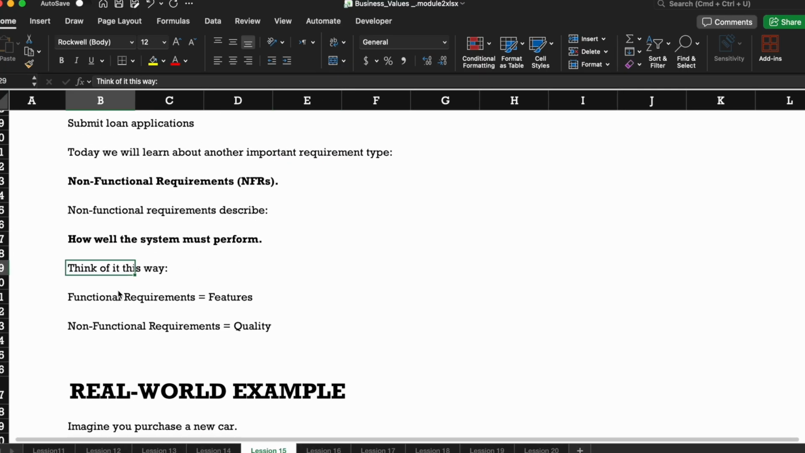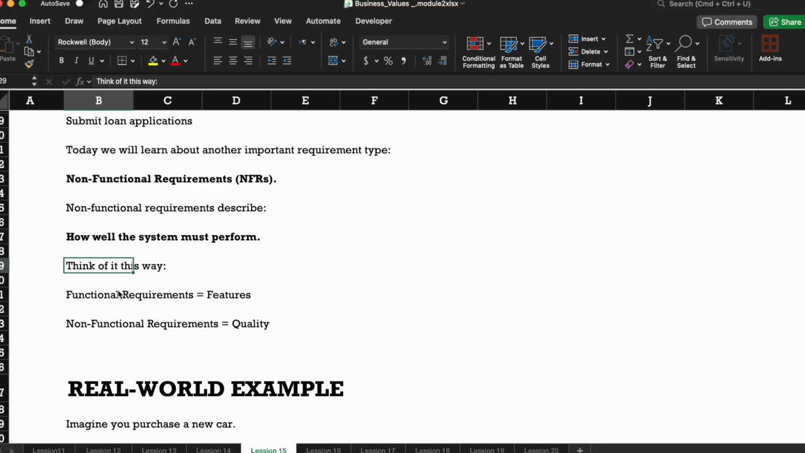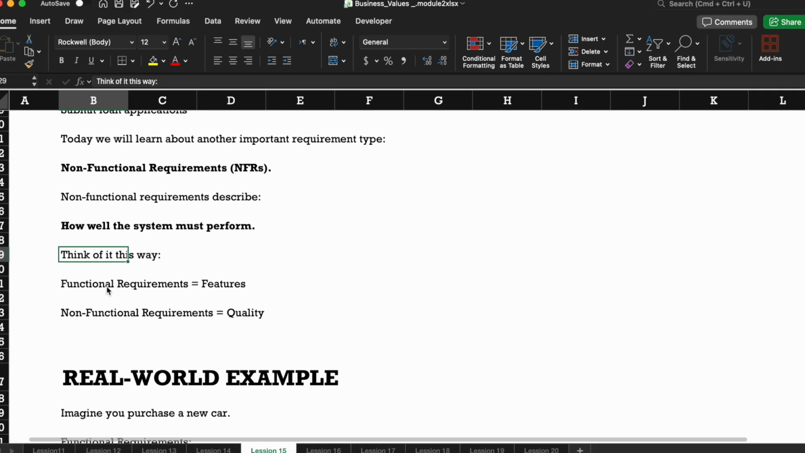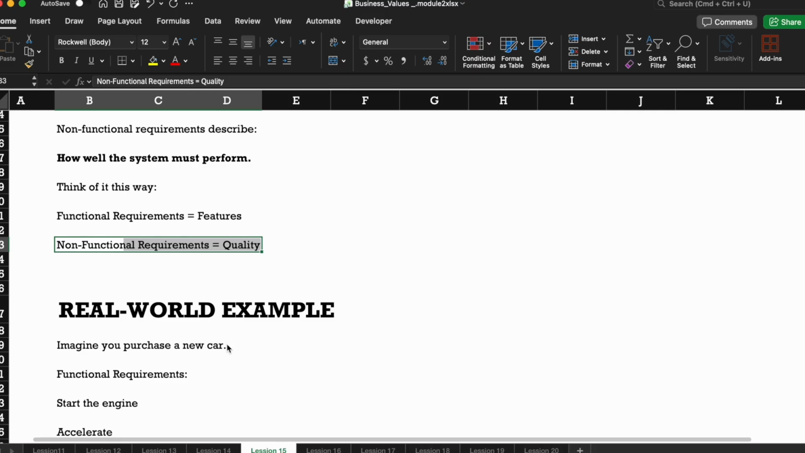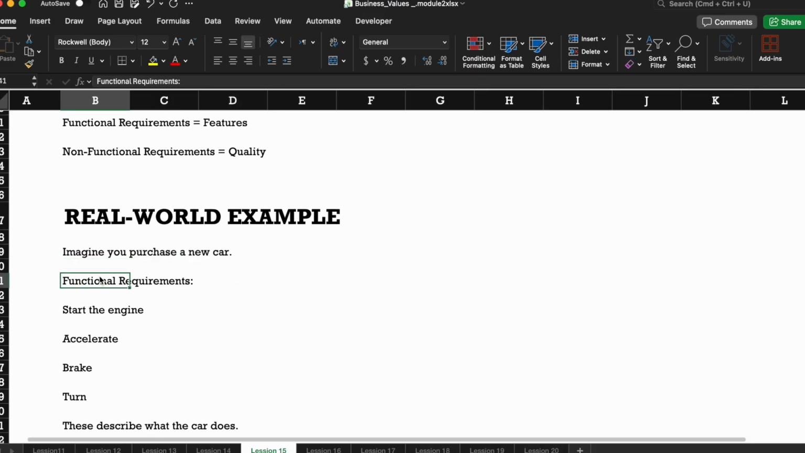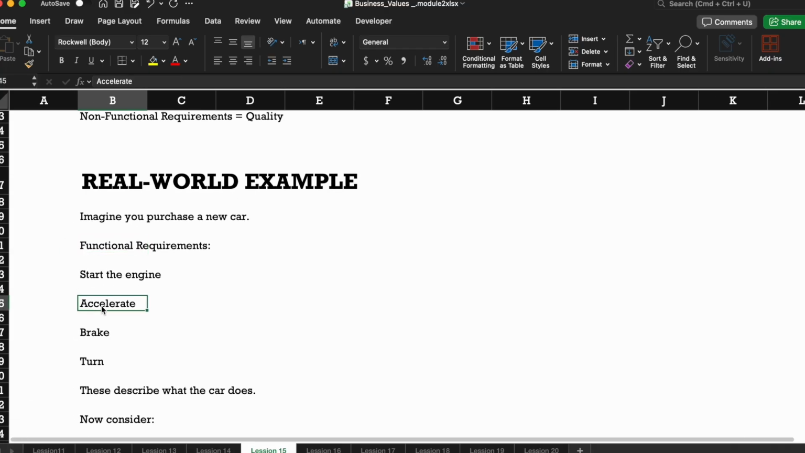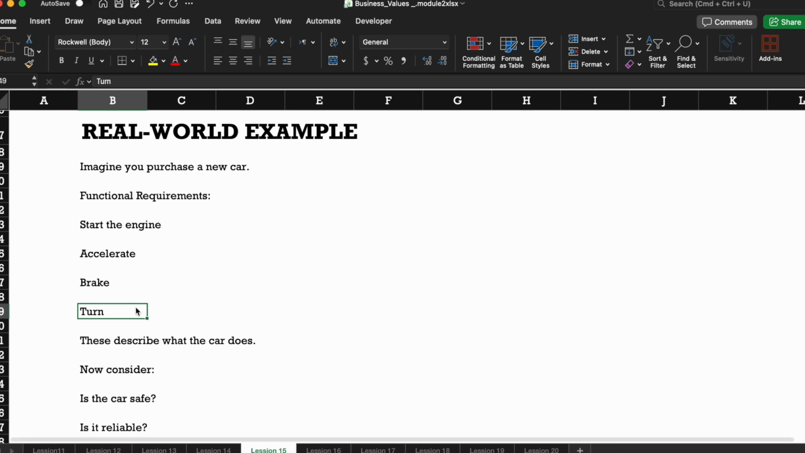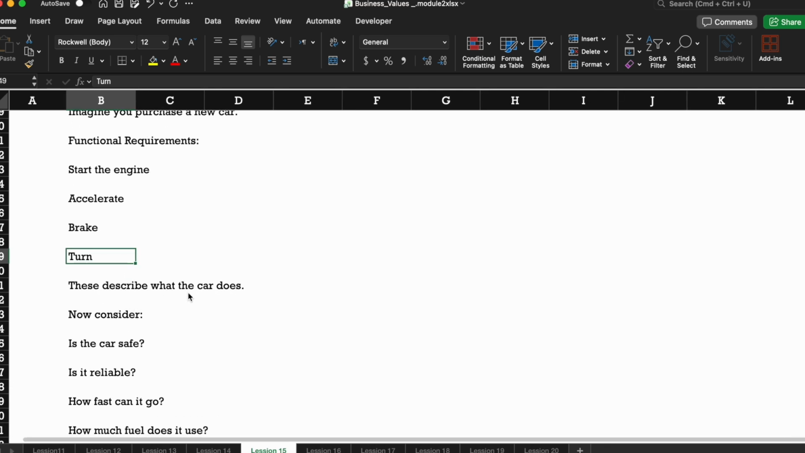Let me explain the difference between non-functional and functional requirements. Functional requirements are features; non-functional requirements are quality. A real-world example: imagine you purchase a new car. Functional requirements: start the engine, accelerate, brake, turn. These are all actions, action verbs. They describe what the car does.